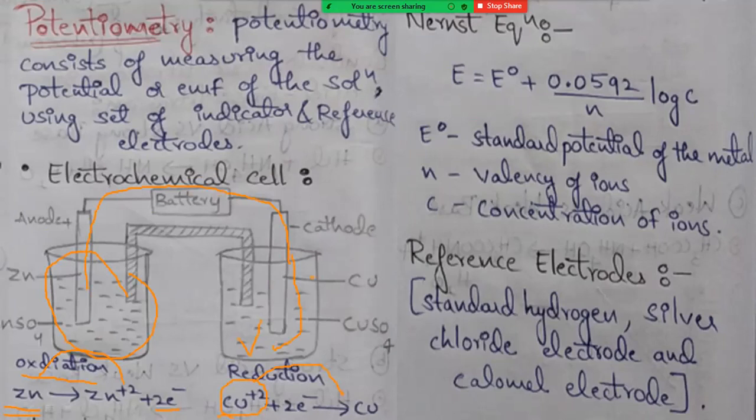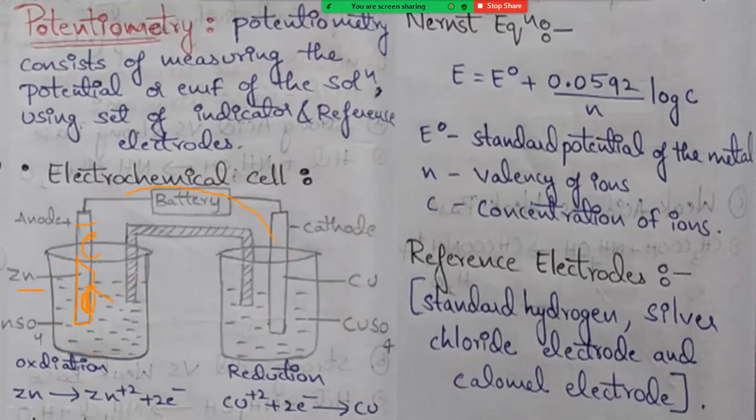So I repeat, here at the oxidation position, what happened? Here the zinc metal will be melted and it is converting into Zn plus 2. But where is this melted portion? This melted portion is available in the form of electrons, and these electrons will be moving towards the cathode.